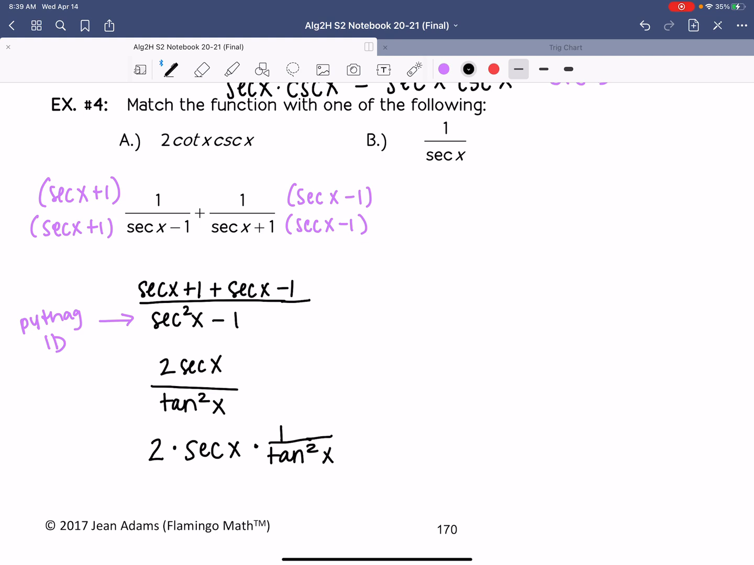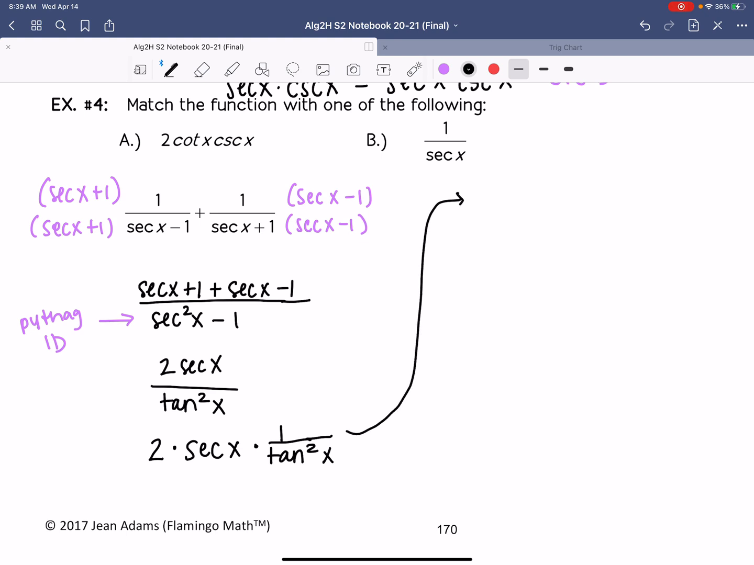Okay, let's go even further. Maybe my plan of attack here, and this is always a good plan of attack, is to start changing things to sines and cosines. That usually, for the most part, will help you out. So I have secants and tangent squares. I am able to change these all into sines and cosines. So that's what I'm going to do next.